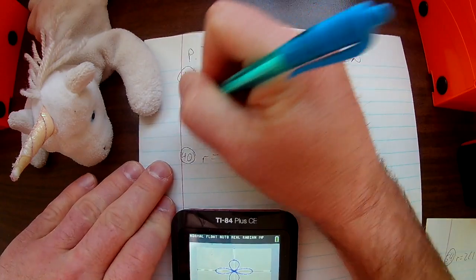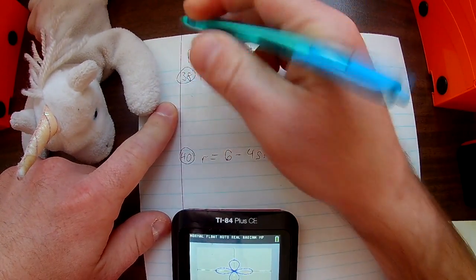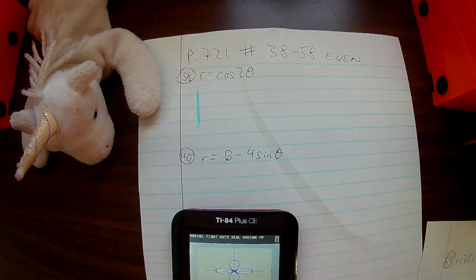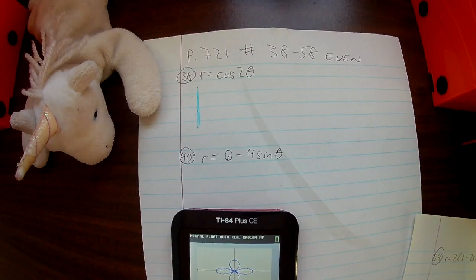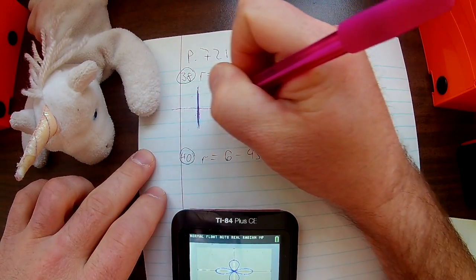Whoa. Man, what happened with that pen? This pen is marginally working. Bear with me for one second, guys. We're going to switch over to pink. Alright, cool. That works a lot better.